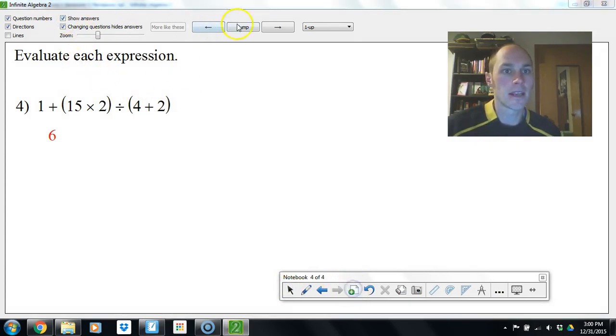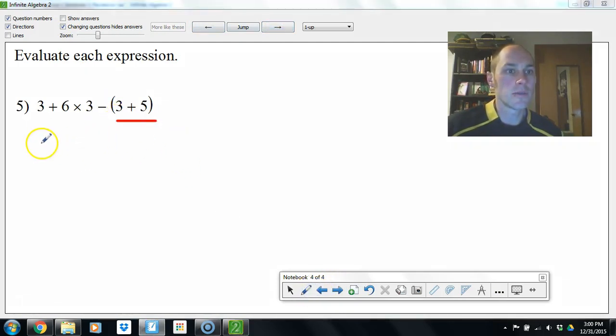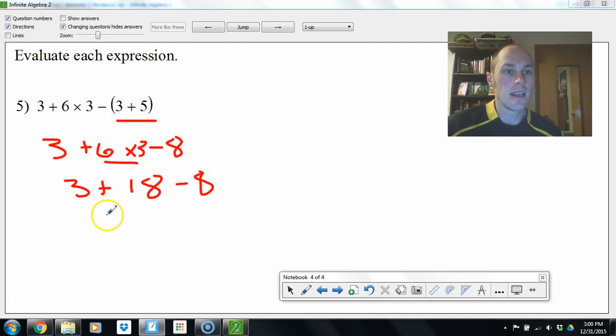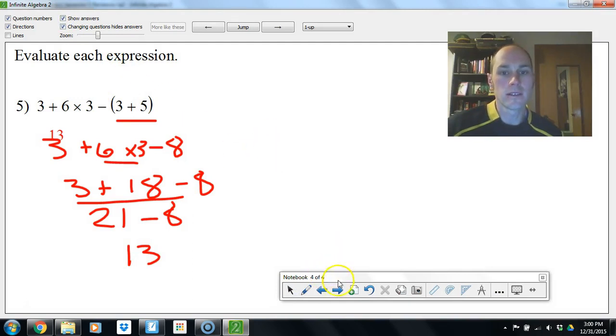Okay, next problem. Here we have parentheses. So 3 plus 5 is 8. So I have 3 plus 6 times 3 minus 8. And next we have add, multiply, subtract. So I do multiply next. 3 plus 18 minus 8. Next we do add or subtract left to right. So I have add and subtract left over, so I go in order from left to right. So I'm going to add first, and then I'll subtract. 21 minus 8 is 13. Okay.